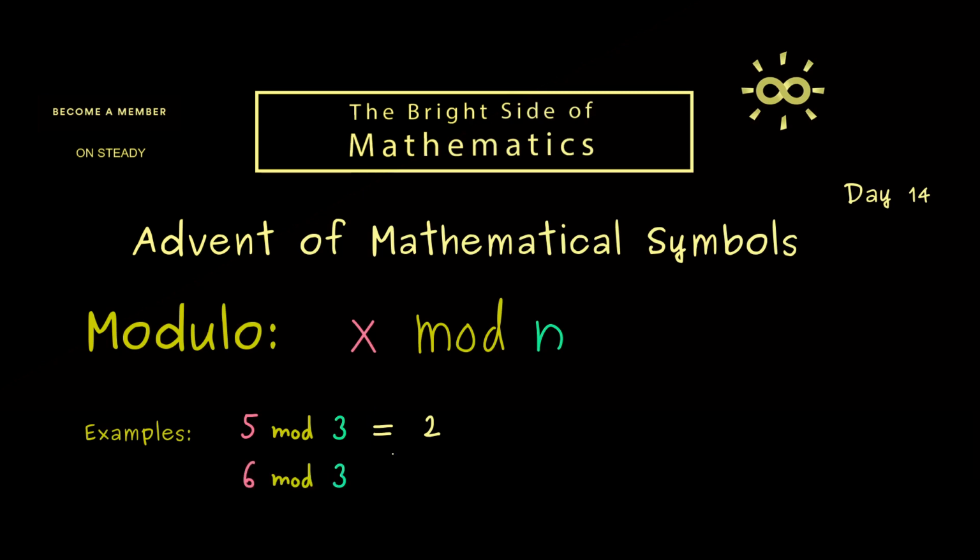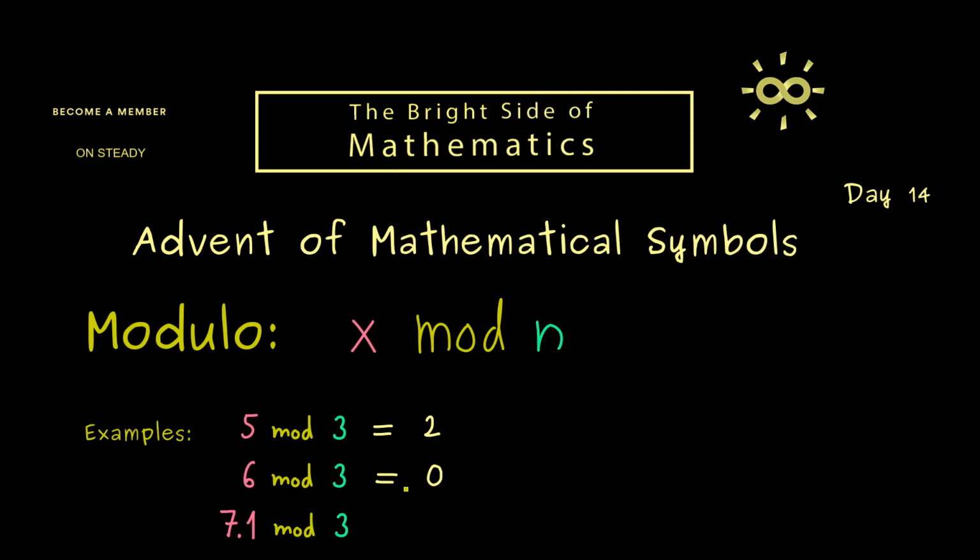Therefore, the next example is simpler. If you have 6 mod 3, you see this fits well, we get out 0 as the remainder. So you see, if we divide 6 by 3, we get out exactly 2. But we are not interested in the 2, we are only interested in the remainder, which is 0 in this case.